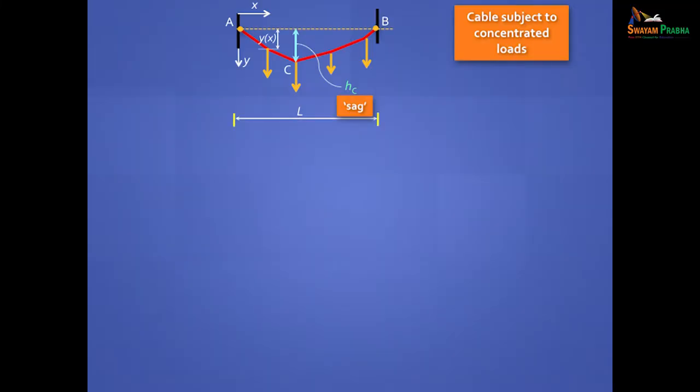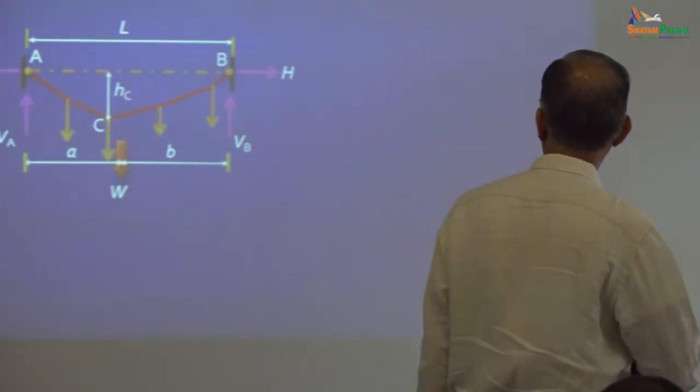So this is called sag, and we use a notation H. And if you call this left support A and this right support B, then the lowest point we call C. And so the sag is H at C. So the geometry is defined by y of x. Y is 0 at A and B, and y is maximum at C, and that maximum depth is called sag.